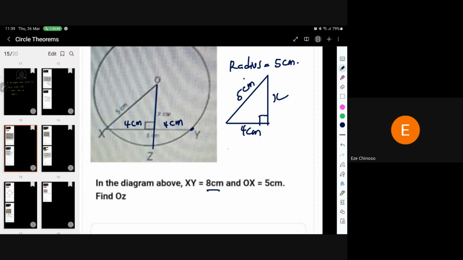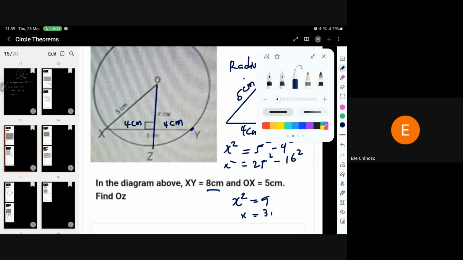It simply means that X squared will be equal to 5 squared minus 4 squared, because I'm looking for the other side, not the hypotenuse. So this is equal to 25 minus 16. So x squared is equal to 9, right? So that x is equal to what? 3.